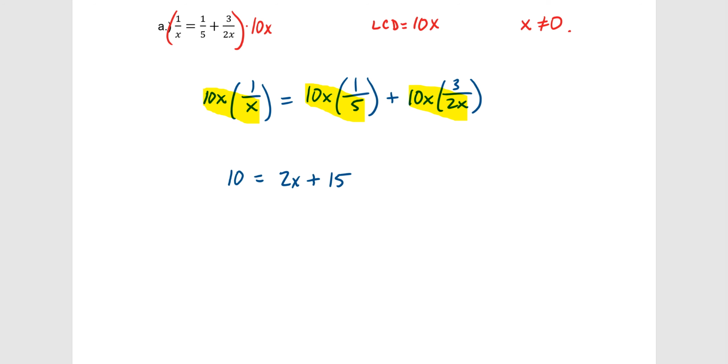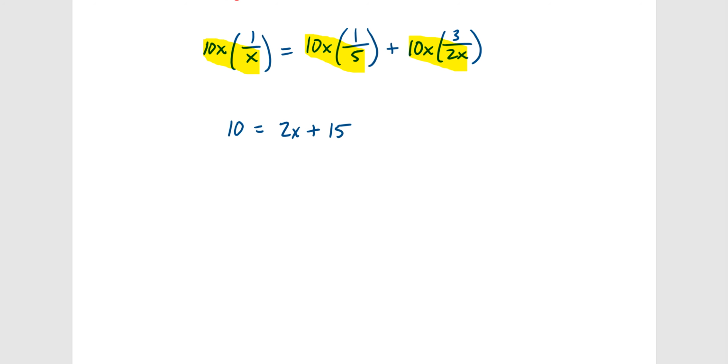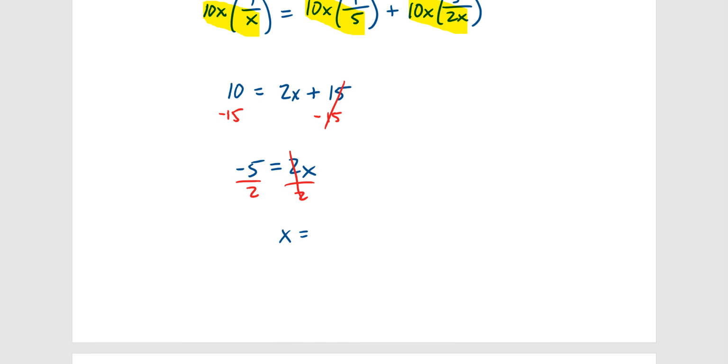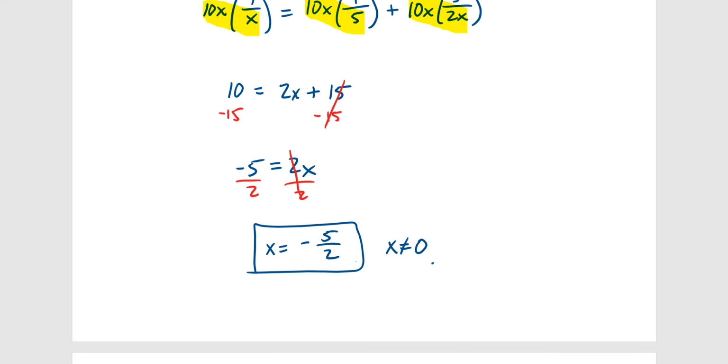So now we have this nice linear equation that we can solve. Solving this, we just have to isolate the x. So let's subtract 15 on both sides. Keep the variable on the right. 10 minus 15, we get negative 5 equals 2x. Divide both sides by 2, and we get x equals negative 5 over 2. Okay, and then put a little reminder in that x cannot equal 0.